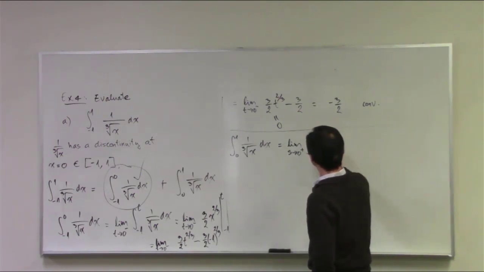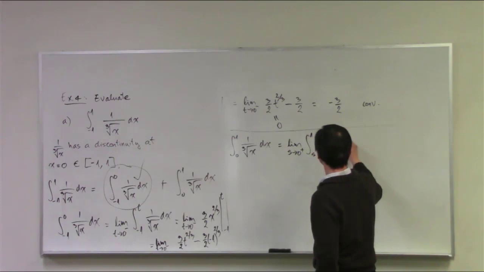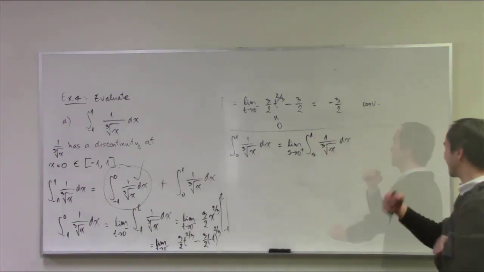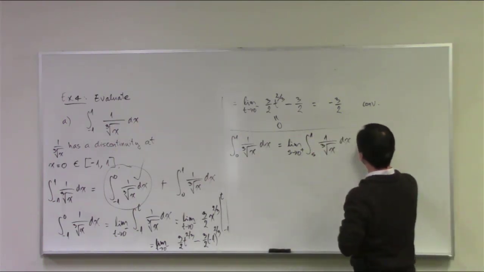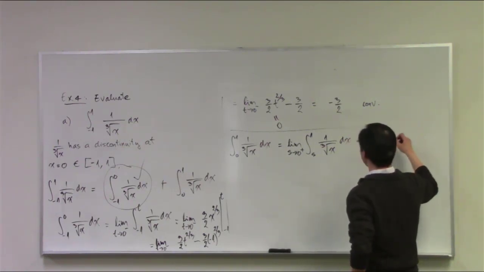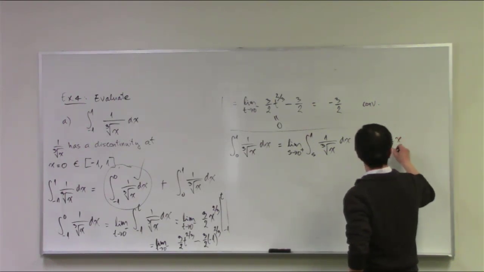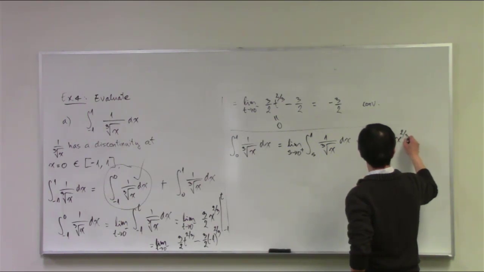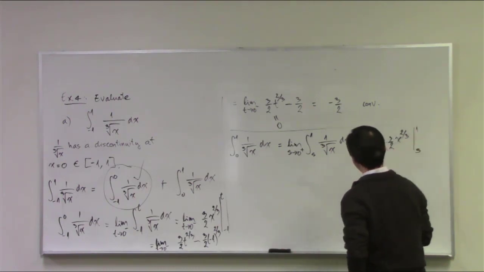1 over root of x. So now in that case, it becomes limits. S gets to 0 from the right-hand side. We are looking at now my integral: we have x to the 2/3 power, integrate, and I'm going to be evaluating it from s to 1.